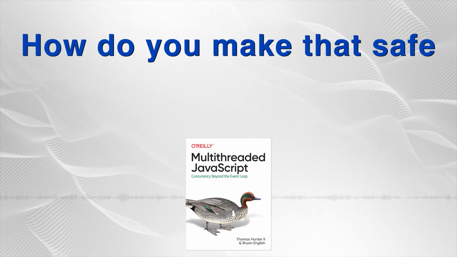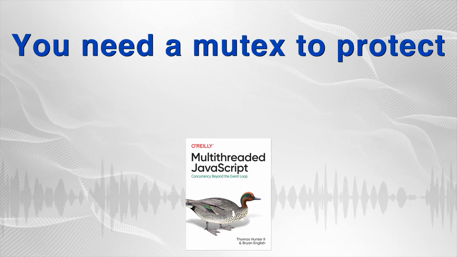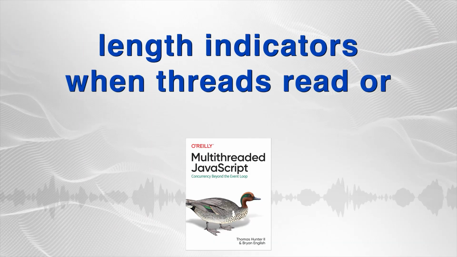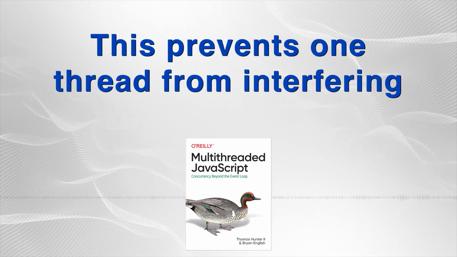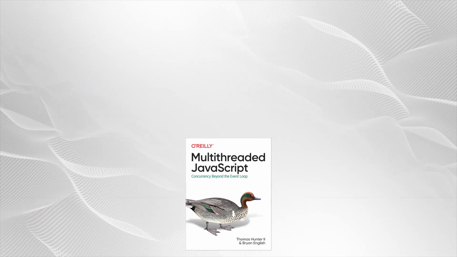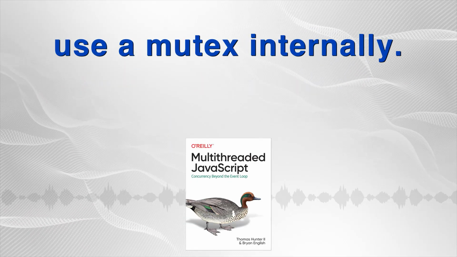How do you make that safe for multiple threads? You need a mutex to protect access to the head, tail, and length indicators when threads read or write. This prevents one thread from interfering with another's operation on the buffer. So a shared ring buffer would use a mutex internally.